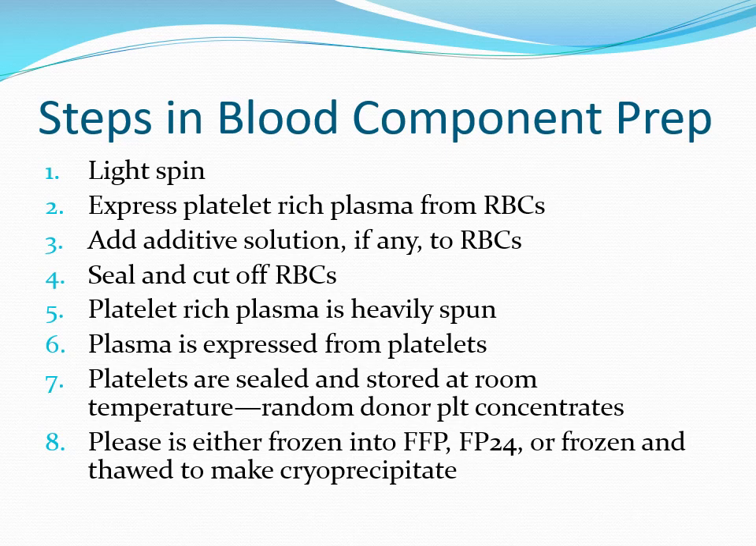Then that platelet-rich plasma that we expressed earlier is heavily spun. Then the plasma is expressed from the platelets, so we have plasma up top of the platelets. The platelets are sealed and stored at room temperature to make random donor platelet concentrates. Then the plasma is either frozen into FFP, which is fresh frozen plasma, or it's frozen and thawed to make cryo, or cryoprecipitate.